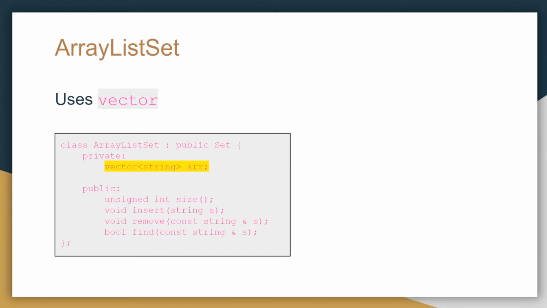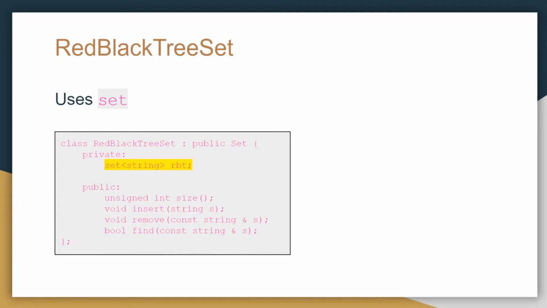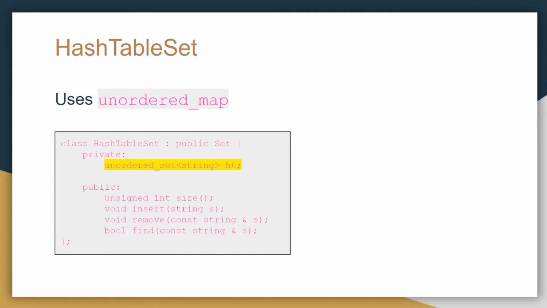Now I'm just going to go through the underlying classes that are being used for each of these data structures. So the first one is vector. Then for linked list, it's list. For red-black tree, it's set. And for hash table, it's unordered map.